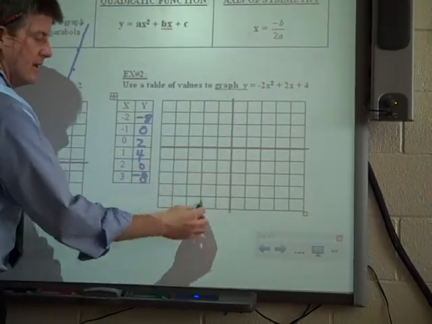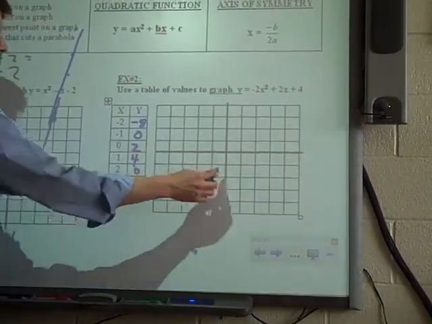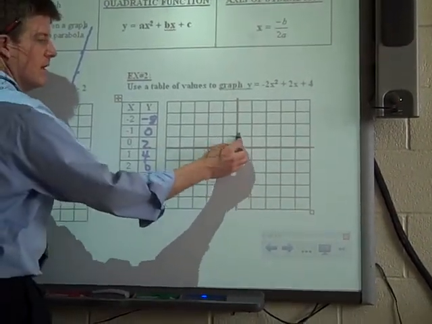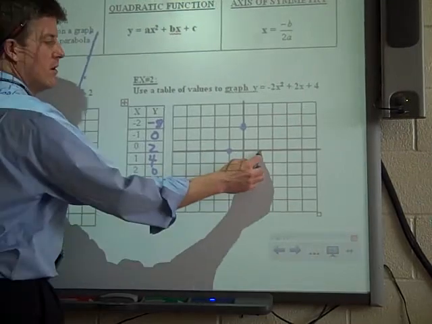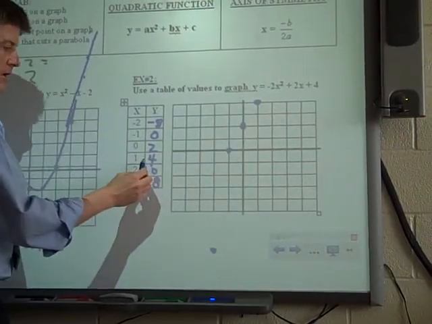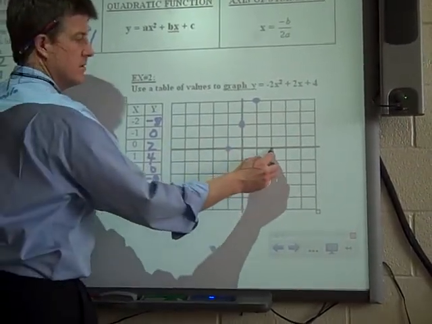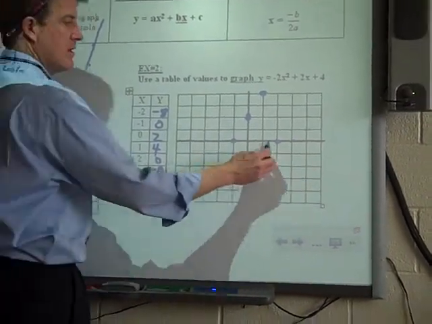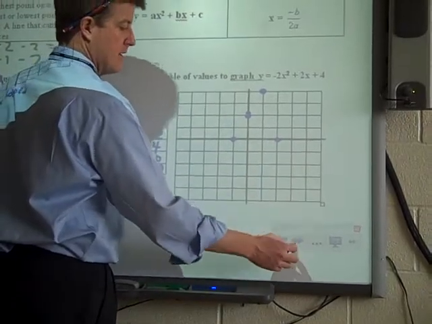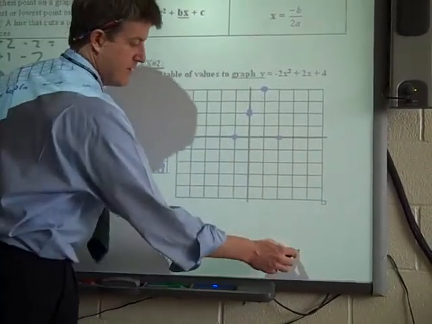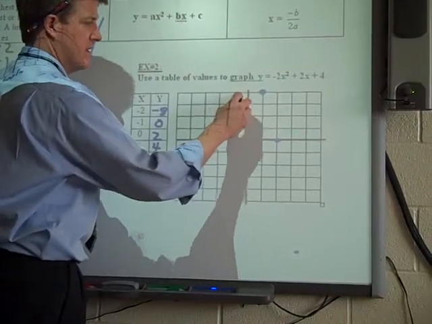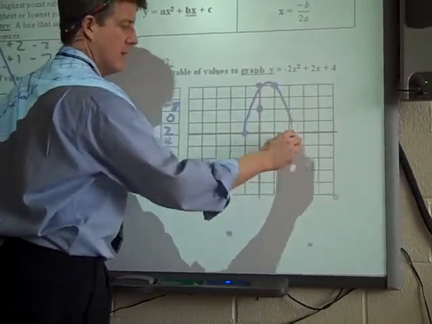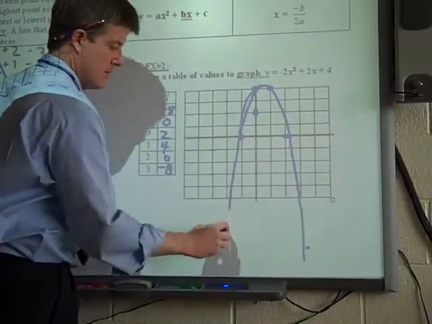So negative 2, negative 8. It's going to be off the page here. Negative 1, 0. It's going to be right here. 0, 2. 1, 4. 2, 0. 3, negative 8. Okay, so one of these is off. But anyways, so it's going to go up and come back down, just like that.